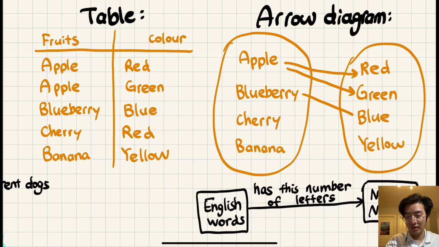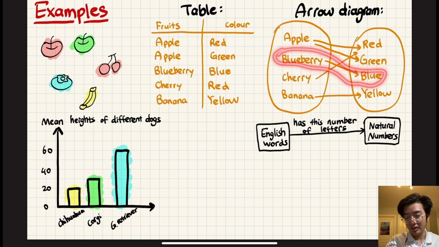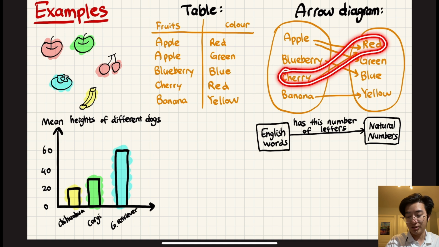It also relates to the color green. Blueberry relates to blue. Cherry also relates to red. And banana just goes straight for yellow. Right? So here's what the arrow diagram is. Once again, we're listing out all the possibilities. And then we're pointing arrows to what it is most related to. Right? So apple could be red or green. Right? Blueberry goes straight to blue. Cherry goes straight to red.